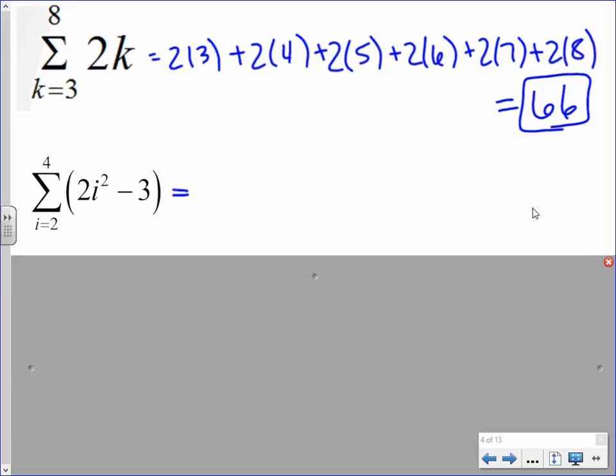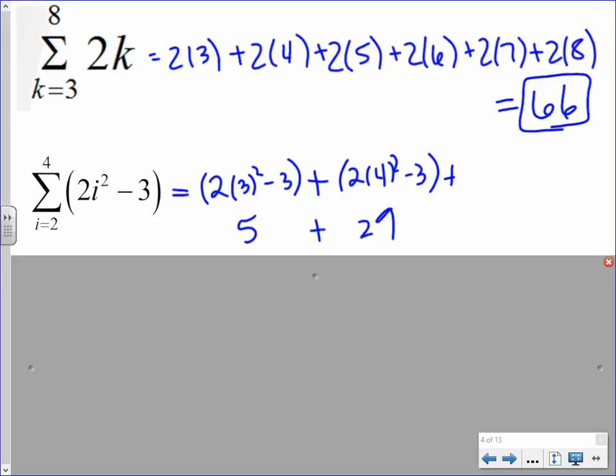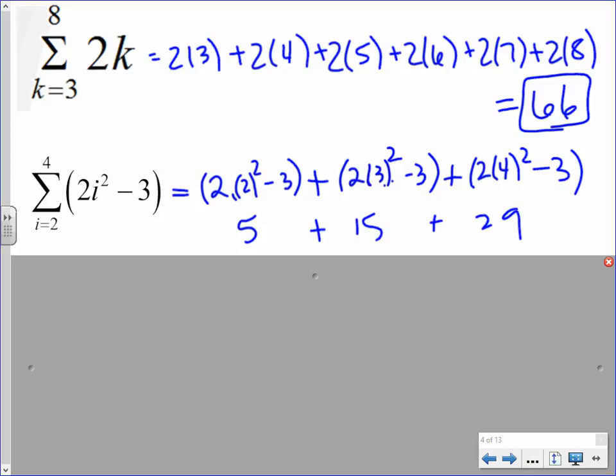So what's the first term of this sequence? 5. 2 times 3 squared minus 3 is 15. Okay, and then we have 2 times 4 squared minus 3 is 29. Oh, what did I do? You skipped one. I did skip one. You were giving me the right numbers though, weren't you? Thank you. So 5, 15, 29. So this equals 49.